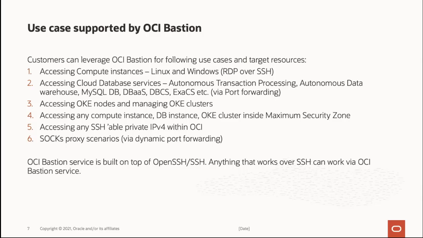And the basic takeaway, if you have to remember anything from this presentation, is that our service is built on top of OpenSSH or SSH. Anything that works over SSH can work via the OCI Bastion service. So if RDP over SSH is possible, we support it. And that's how you can get into your Windows machines. If tunneling through SSH can happen to access databases, that is supported through the OCI Bastion service.